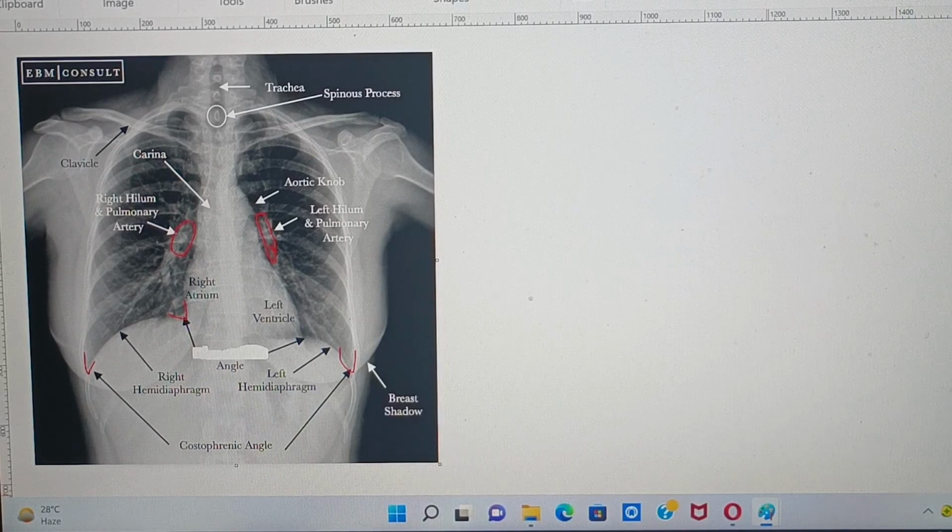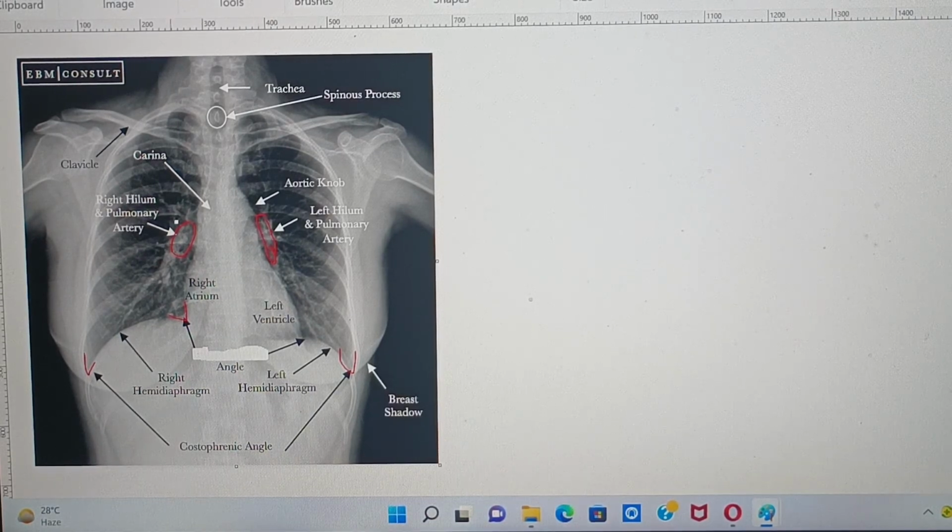Next, after the airways, you must see the lung tissue or the breathing. So you can see there are hila, right hilum, left hilum. Here is the aortic notch. What is the hilum? The hilum is basically the structures that enter into the lung proper, so it includes the vessels and nerves.